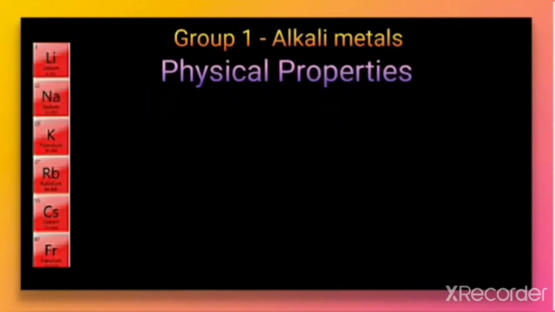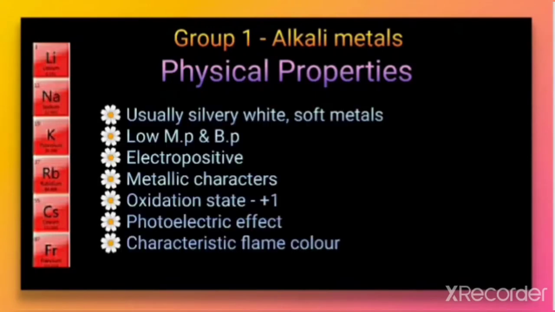Next, we need to discuss some of the physical properties of alkali metals. All alkali metals are silvery white, soft and light metals. That is the physical appearance of alkali metals. They are usually silvery white, soft and light metals. Lightweight metals are the first group elements. Because of the larger size, these elements have low density, which increases down the group from lithium to cesium.